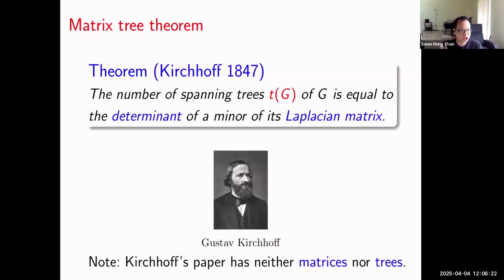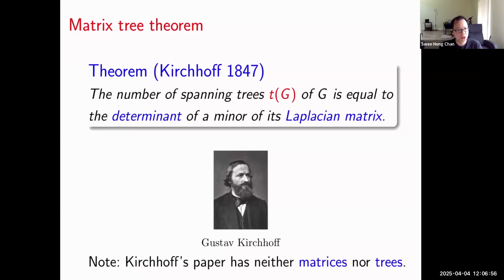This theorem was attributed to Kirchhoff in 1847. Interestingly, Kirchhoff's paper has no matrix and no tree. What it does have is a theorem about electrical networks, about how to compute the effective conductance for any edge in a network. With modern knowledge, it is possible to convert Kirchhoff's proof into what is now known as the matrix tree theorem.